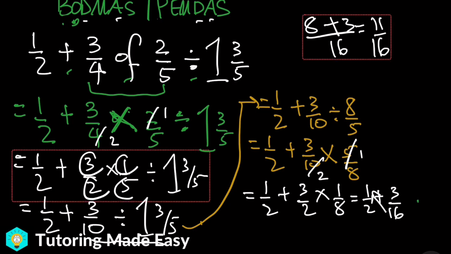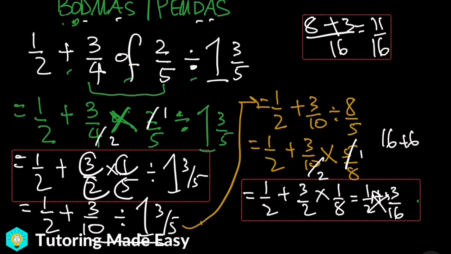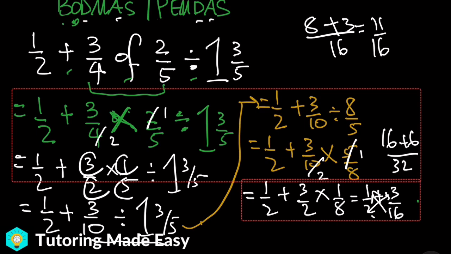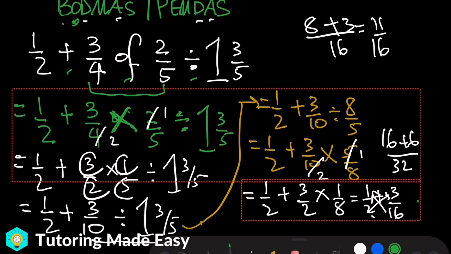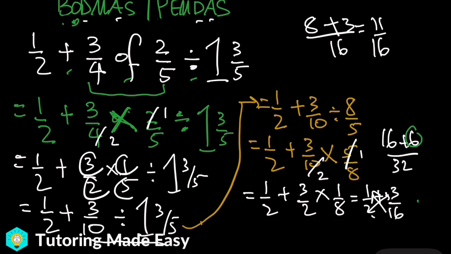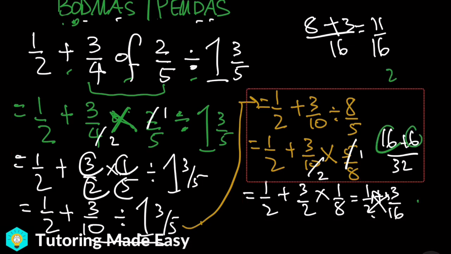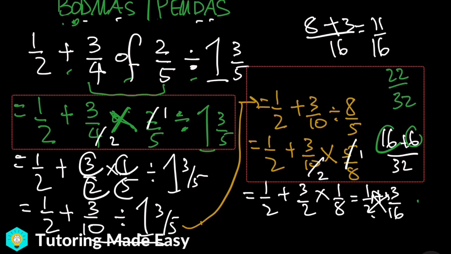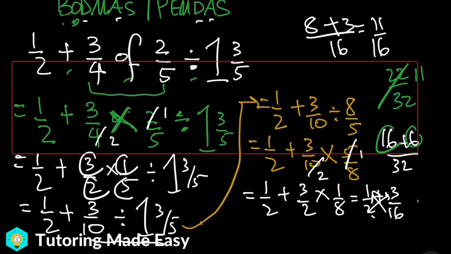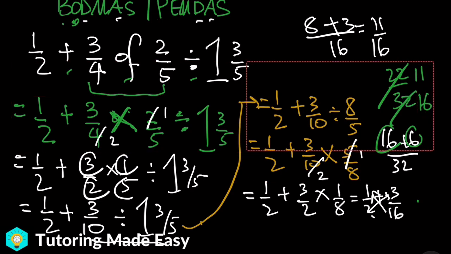Or you can multiply this by this, you get 16. Multiply this by this, you get your 6. Multiply 2 by 16, you get 32. And then if you look at this one here, the 6 plus the 16 will give you 22 over 32. Now, what are we going to do? 2 goes here 11, 2 goes here 16. And then you see that the answer is actually the same.